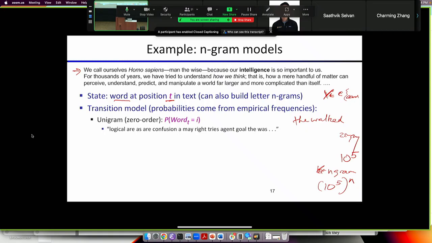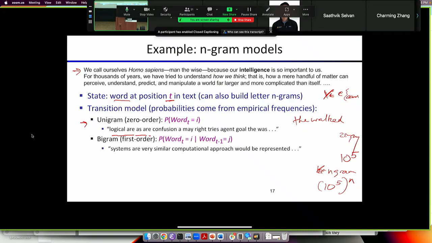Okay. So the simplest model is the unigram. This is just word frequencies. Ignore what happened before. What is the word frequency in English? And if I sample from that model, so I estimate that model from the textbook, and I sample from it, you get things like "logical R as R, confusion, and may right tries agent gold wars." Okay, so totally ungrammatical, obvious garbage.